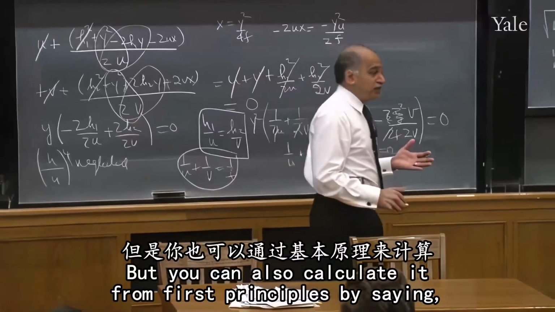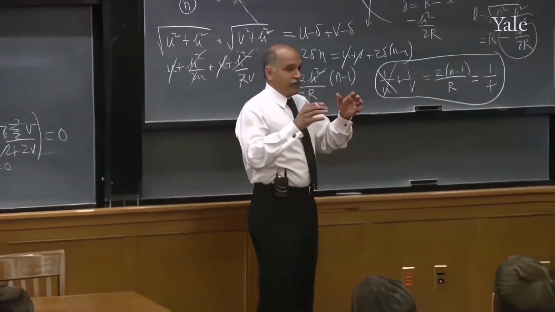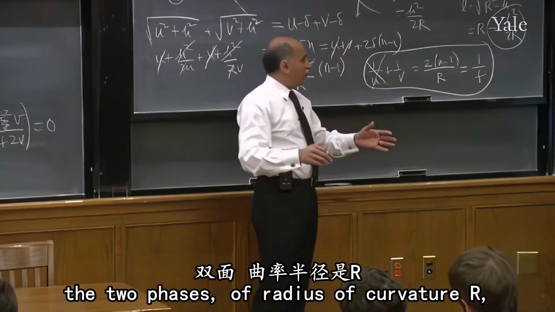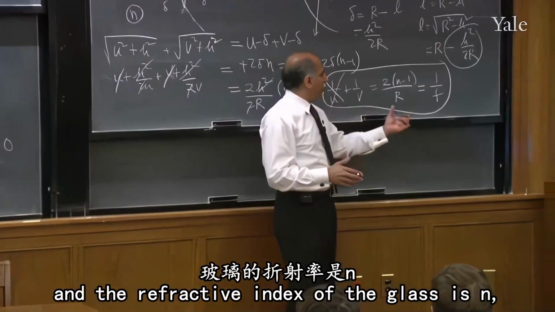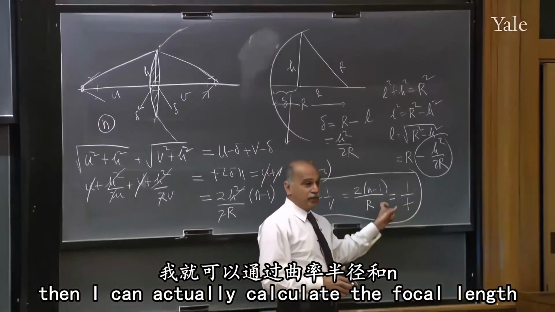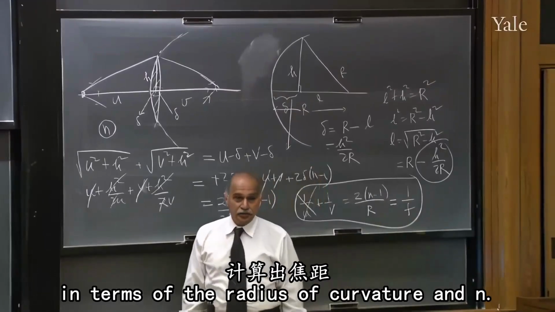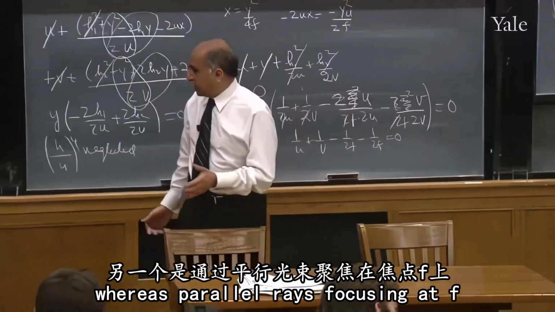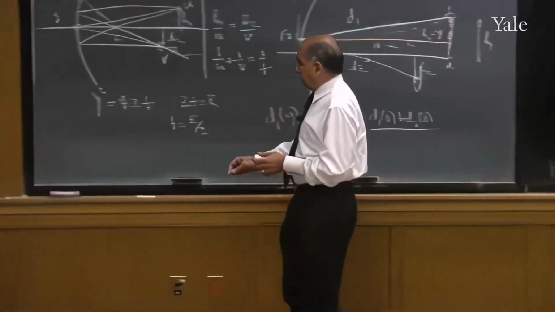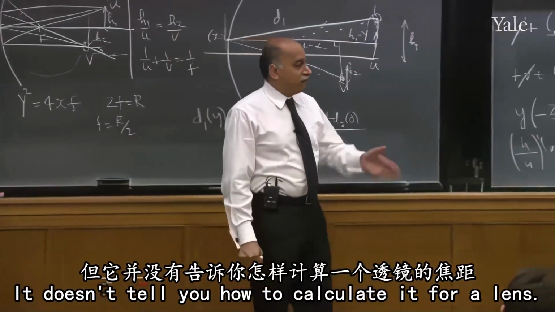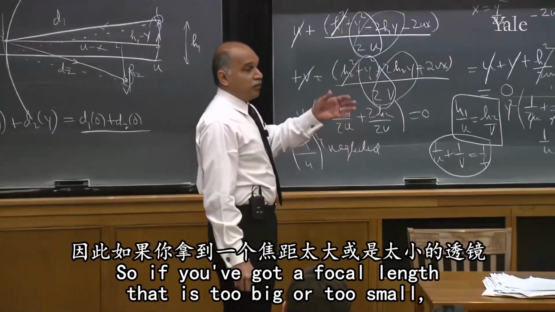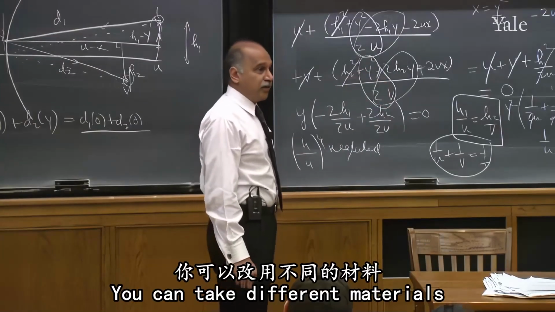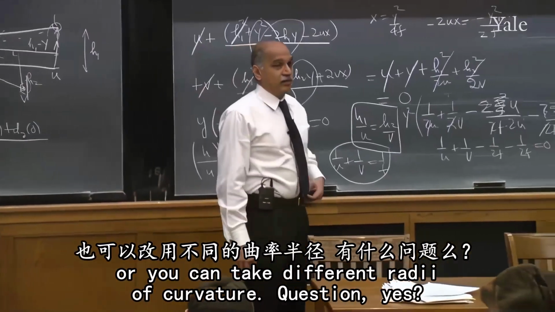But you can also calculate it from first principles by saying, if I made a lens whose faces are cut out of spheres, the two faces of radius of curvature r, and the refractive index of the glass is n, then I can actually calculate the focal length in terms of the radius of curvature and n. So one is a derivation of the focal length in terms of other given parameters, whereas parallel rays focusing at f is a definition of the focal point. It doesn't tell you how to calculate it for a lens. But this will tell you. So if you've got a focal length that is too big or too small, you can vary it by varying either n or by varying r. You can take different materials, or you can take different radii of curvature.